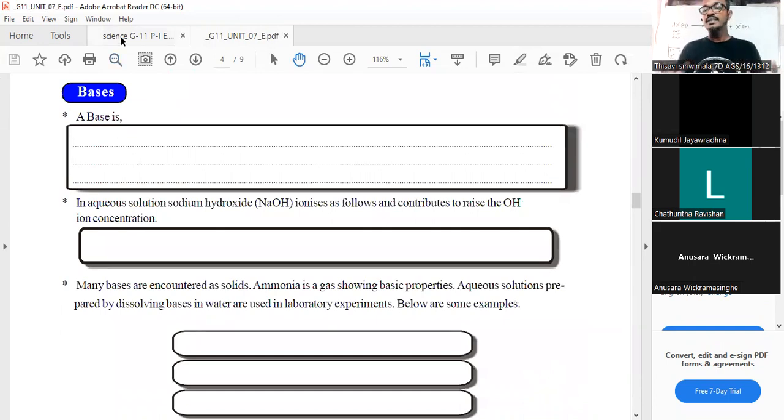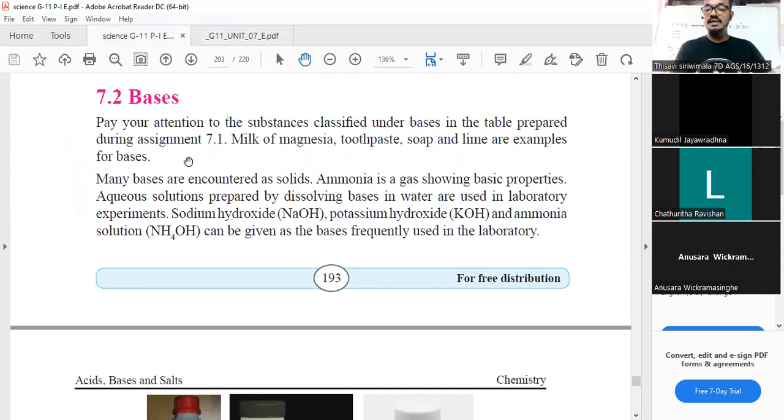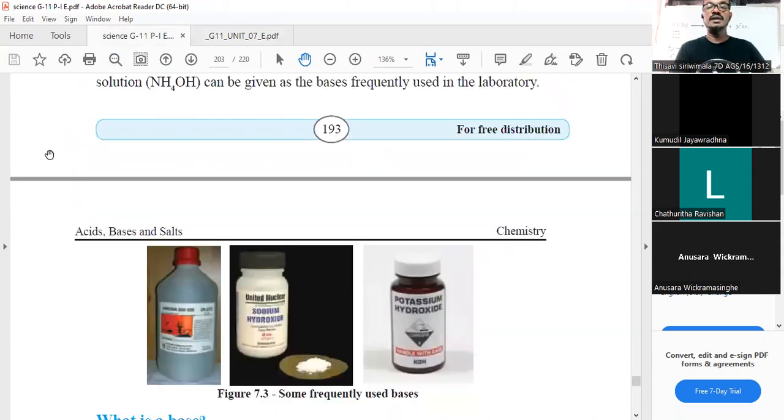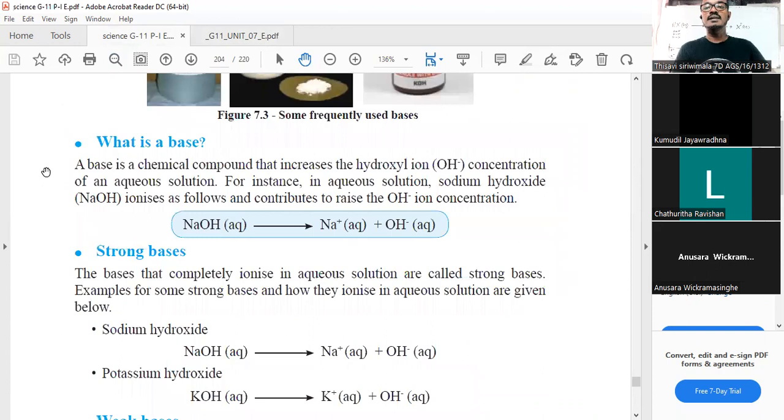So they are telling bases are the substances that can increase the OH minus concentration in an aqueous medium. So that is the definition. You can write the definition by looking at this. A base is a chemical compound that increases the hydroxyl ion concentration of an aqueous solution. So you can write the meaning of the bases in that box. You can start.